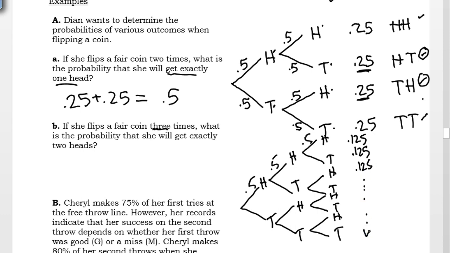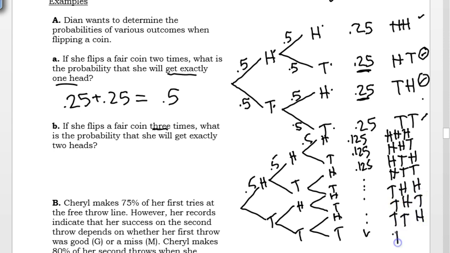Following along the top branches, that's getting 3 heads in a row. And then we have heads, heads, tails. And then heads, tails, heads. And then heads, tails, tails. And then we're on the bottom half. Tails, heads, heads. Tails, heads, tails. Tails, tails, heads, and tails, tails, tails. 1, 2, 3, 4, 5, 6. Those are my 8 possible outcomes.